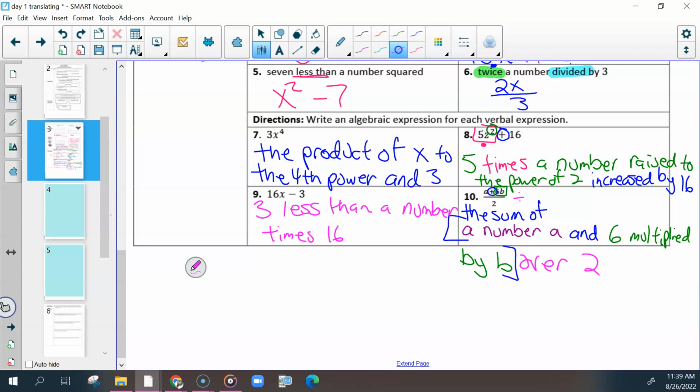Anyone have the same thing? Or similar? Anyone have something kind of different that they want to share or see if that would work? Alex? Yeah, so you did the opposite of what Christian did, and that's fine. 16 times a number minus 3, and that would still work. Both of those are good. Okay. Anyone else?